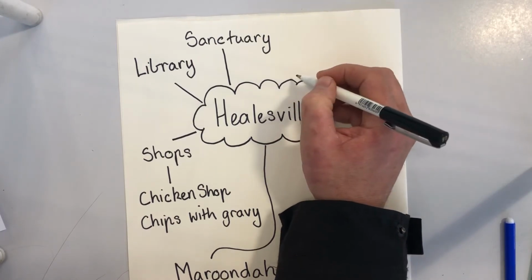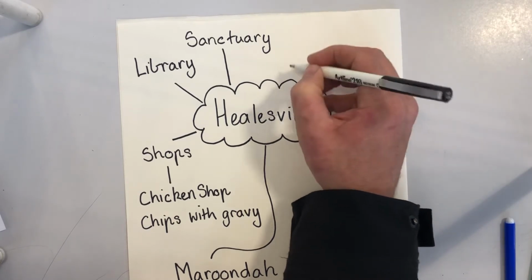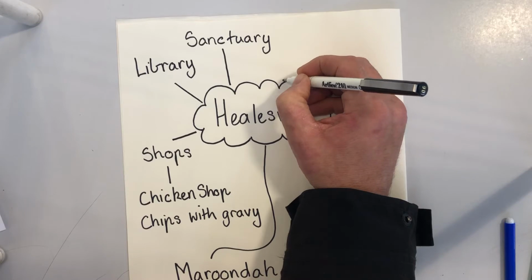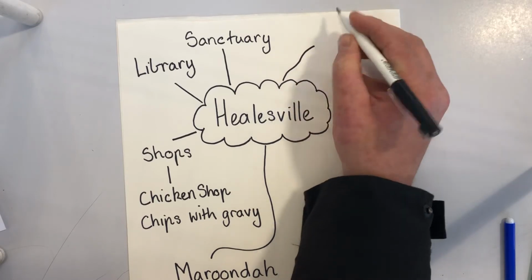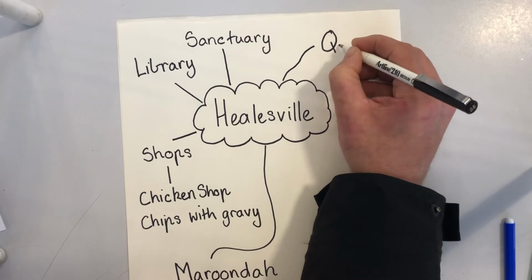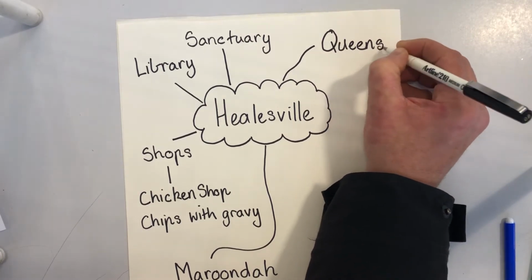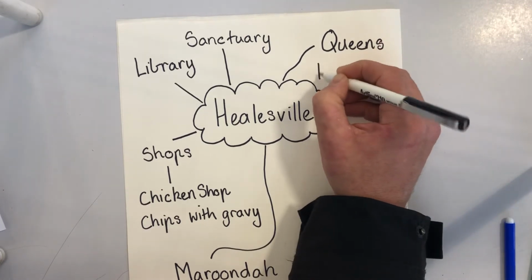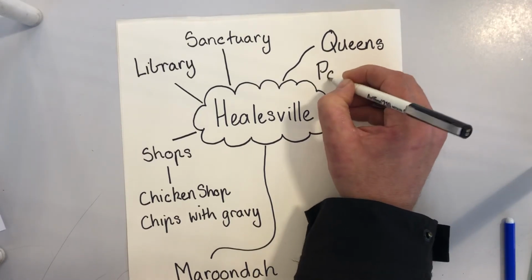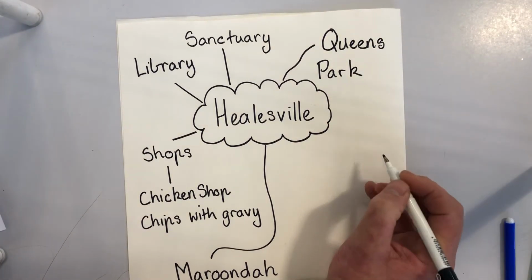Another place, which is going back down Badger Creek Road, is Queen's Park. Now, Queen's Park had a massive facelift. It's all brand new, and it's got lots of great things in there for you and everybody else to play on. So Queen's Park is another great place in Healesville.